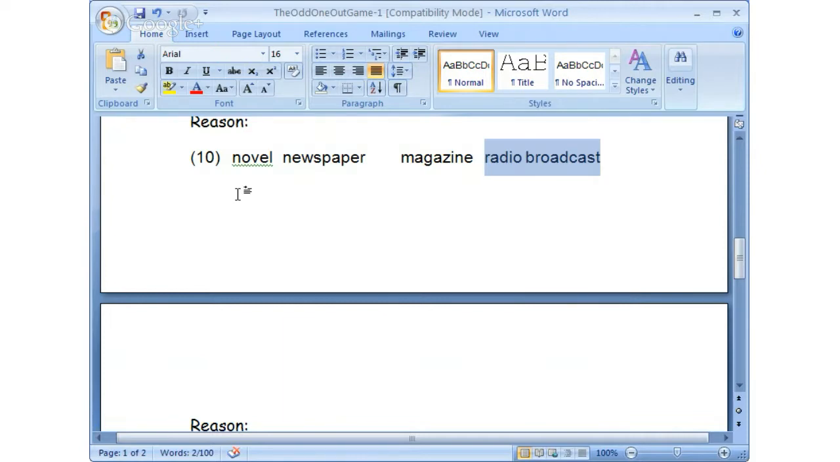Actually, Roxana, this question is for all of us. I want to play too, of course. But Roxana, I guess ladies first, you can go first. Which of these words is different, and what is your reasoning? Novel, newspaper, magazine, or radio broadcast? It's my opinion, I think radio broadcast. Okay. Why do you say so?